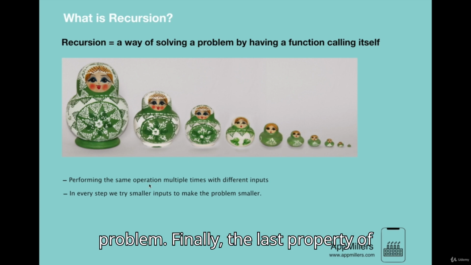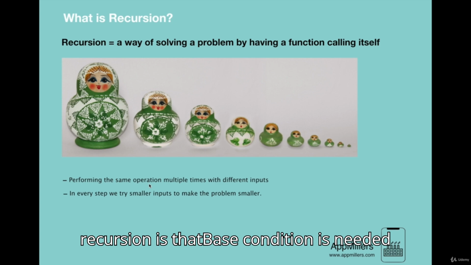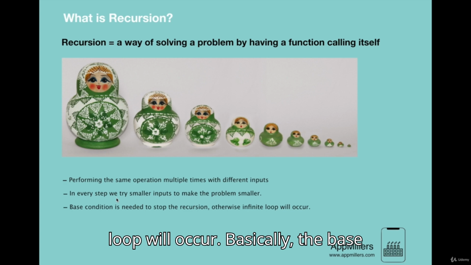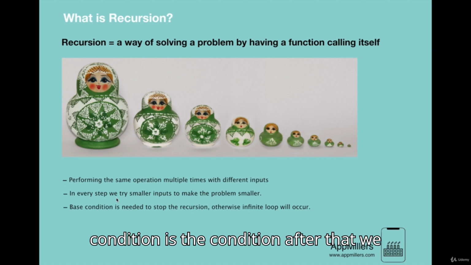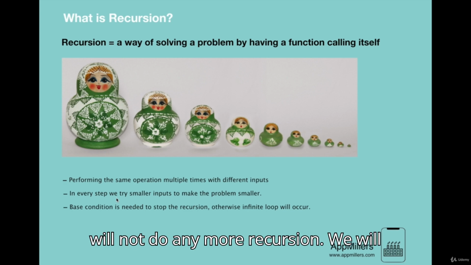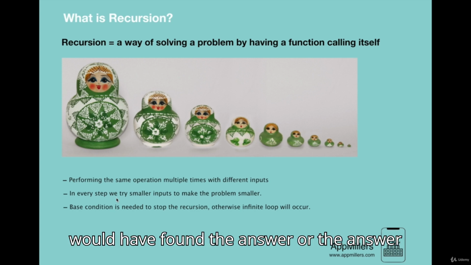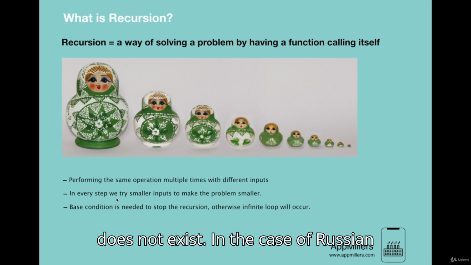Finally, the last property of recursion is that a base condition is needed to stop recursion. Otherwise, an infinite loop will occur. Basically, the base condition is the condition after which we will not do any more recursion. We will stop the recursion because we either would have found the answer or the answer does not exist.